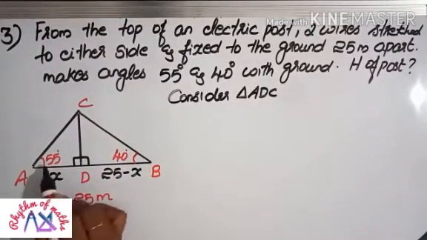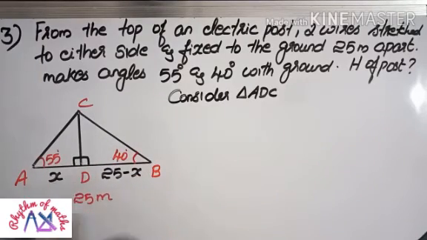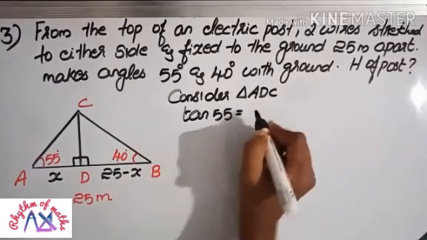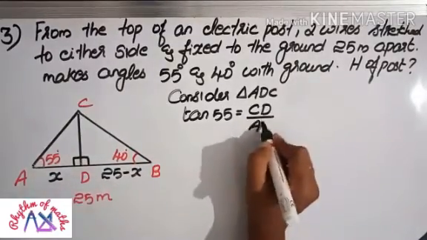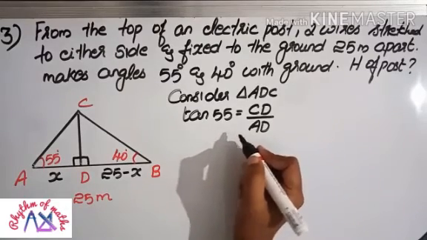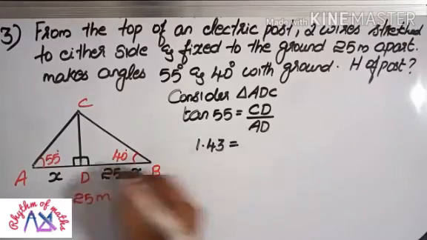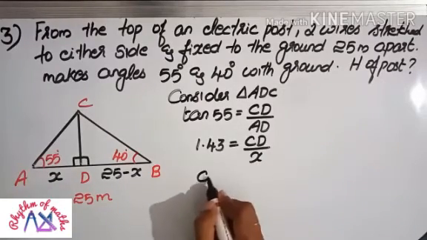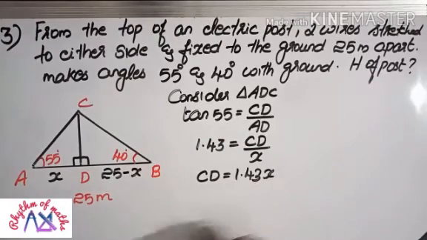Now here 55 degrees is the given angle, the opposite side is the common side CD, and the adjacent side is given, that is x. So tan 55 equals opposite side CD by adjacent side AD. Tan 55 is 1.43, equal to CD by x. So CD equals 1.43 into x, 1.43x. This is the first equation.